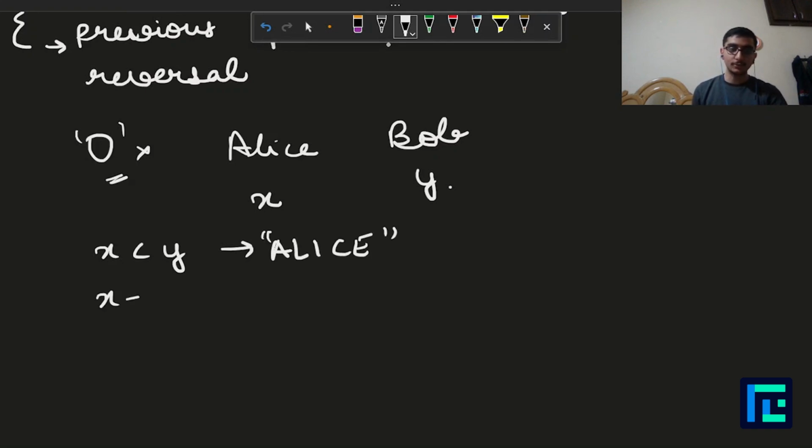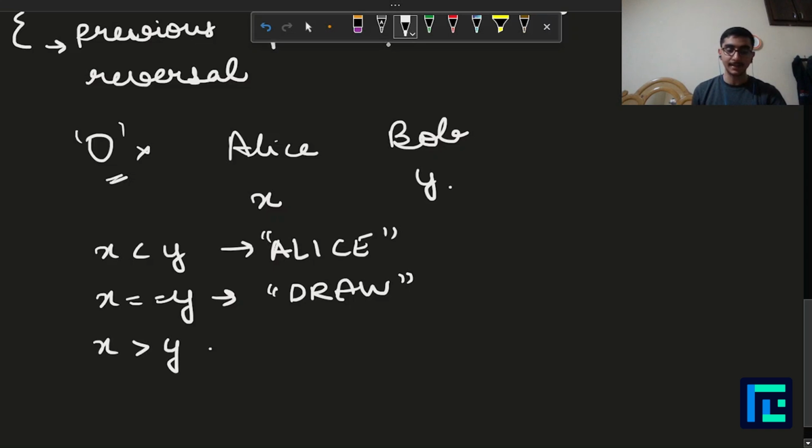If X is equal to Y, then both have spent equal, so you print draw. And if X is greater than Y, that means Alice has spent more than Bob, then you just print Bob. Basically, whoever spends the lesser amount of money wins, and if both spend the same amount, it is a draw.